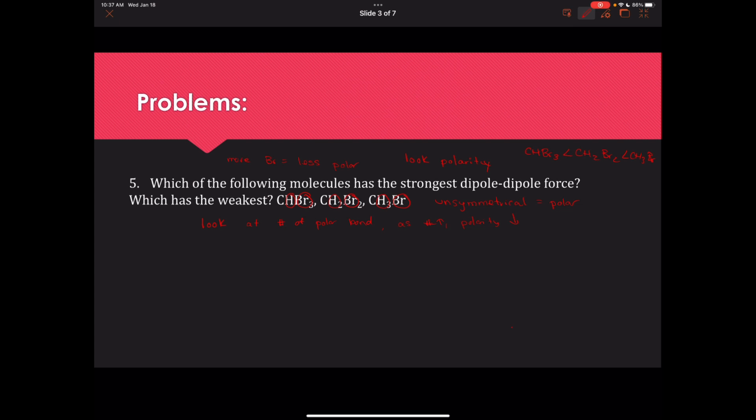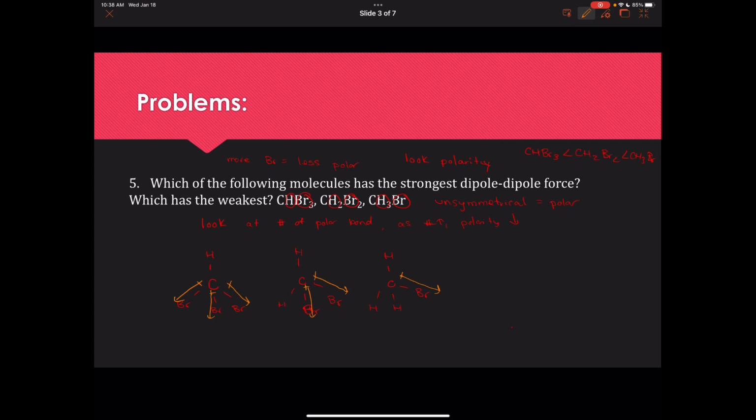So I could have my carbon in the center with one hydrogen and three bromines. My CH2Br2. And then my CH3Br. So again, these all have these polar bonds to the bromine, with the bromine being more electronegative. So my dipoles all point out towards the bromines.